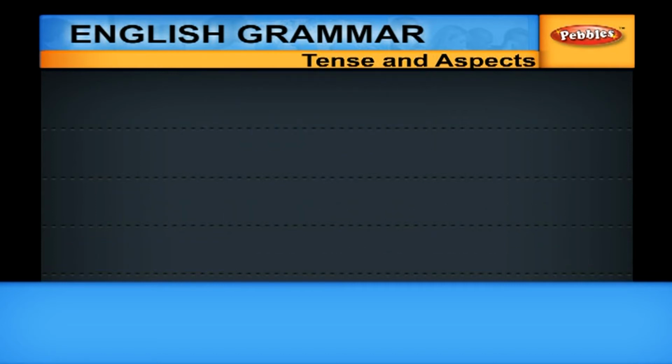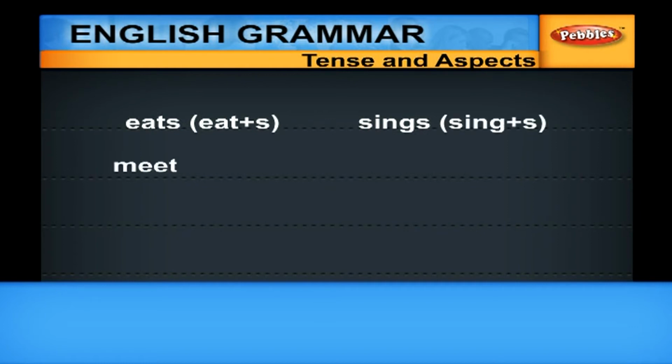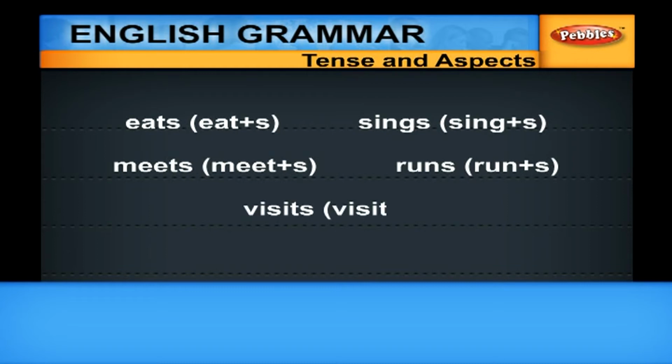The second lexical verb will be: you add s to the main verb. Eats, eat plus s. Sings, sing plus s. Meets, meet plus s. Runs, run plus s. Visits, visit plus s. Since we add s to these root verbs, we call them VS verbs.